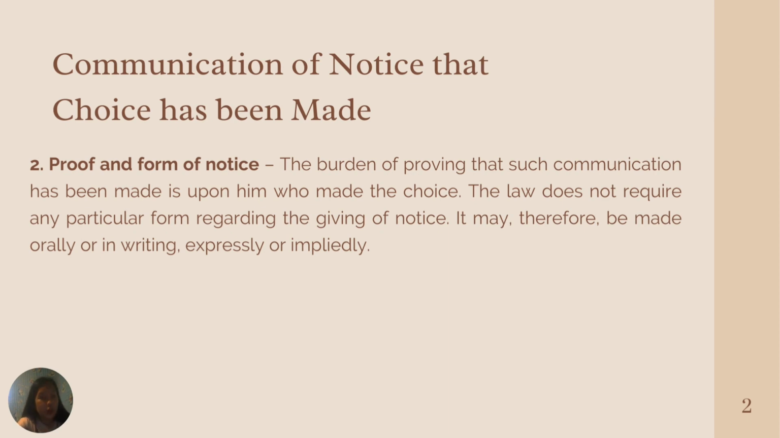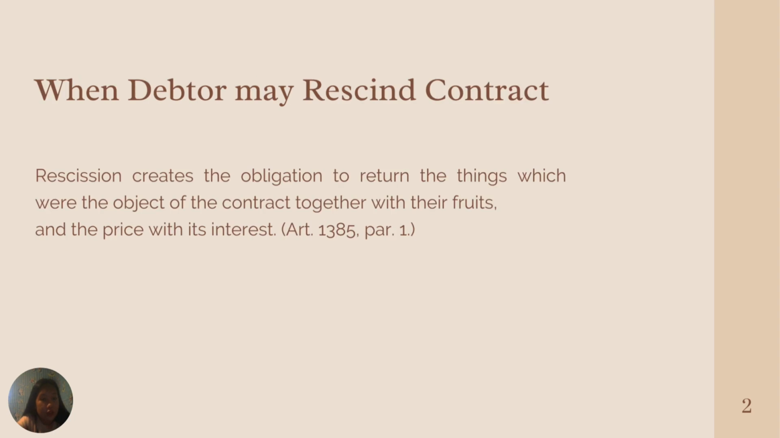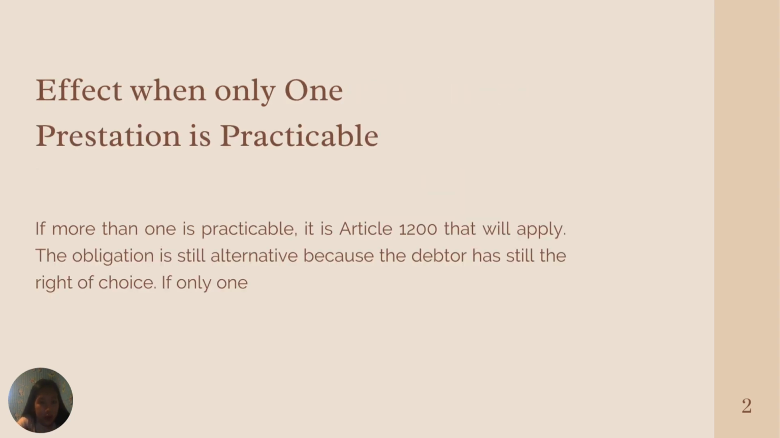Okay? According to Article 1202, the debtor shall lose the right of choice when among the prestations whereby he is alternatively bound, only one is practicable. So what is the effect when only one prestation is practicable? So if more than one is practicable, it is Article 1200 that will apply. The obligation is still alternative because the debtor still has the right of choice. Okay? So if only one is practicable, the obligation is converted into a simple one.